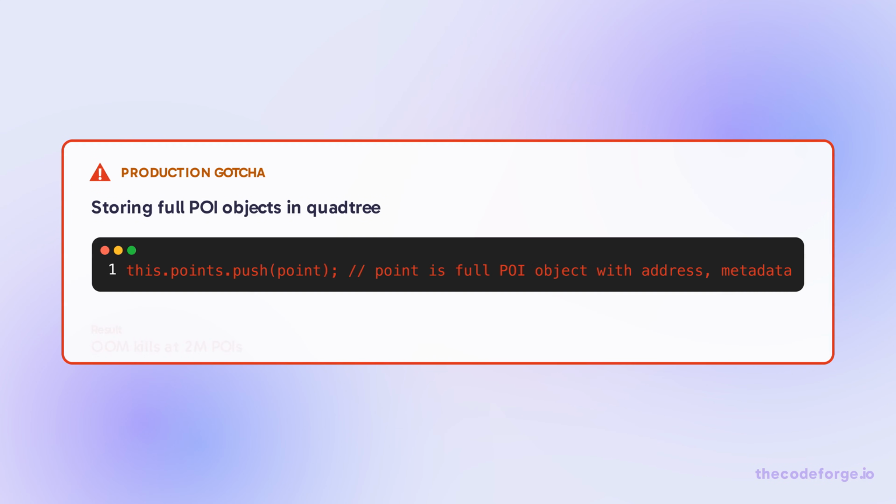A critical mistake is storing full POI objects in the Quadtree nodes. Each object can be 2 KB or more. With 2 million POIs, that's 4 GB of RAM, and during rebalancing, memory doubles, causing OOM kills. Store only IDs and coordinates, fetch details on demand.